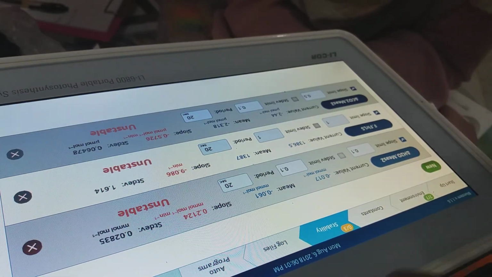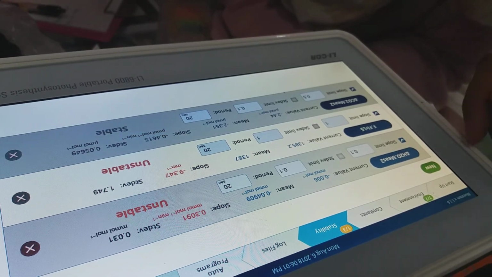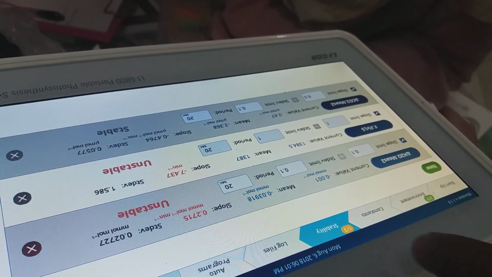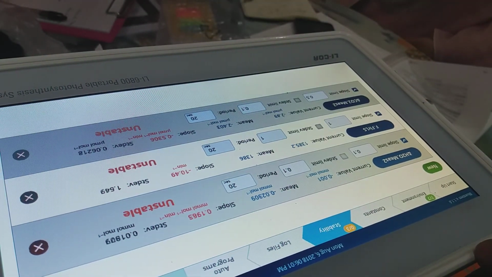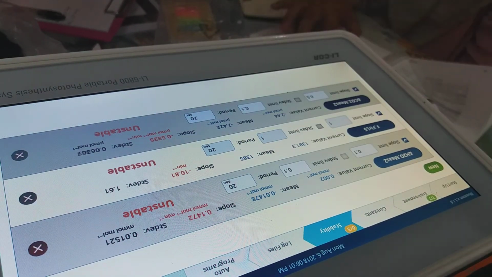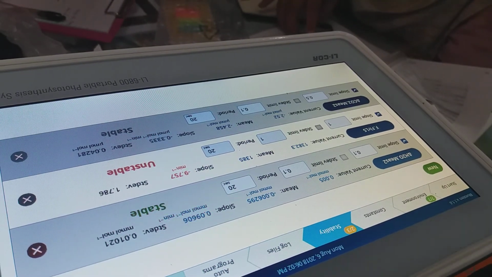If your reading is good enough, you can basically ignore this. This is for somebody who has very minimum knowledge of physiology and doesn't want to deal with the trouble of learning all the stuff. Now I want you to go to the measurement tab.